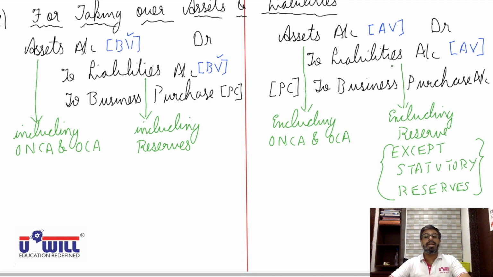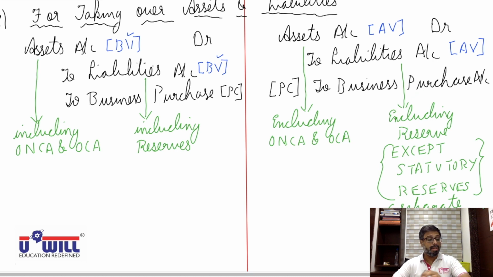But not in this journal entry. A separate entry is passed for taking over statutory reserves. I repeat, separate entry is to be passed for taking statutory reserves, and that entry we will pass at the end. Means that statutory reserves journal entry we will pass after other entries. Okay, so that we will see again later on.